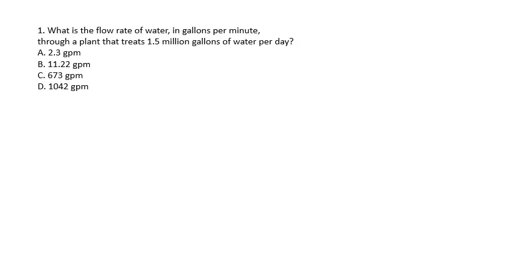Question 1. What is the flow rate of water in gallons per minute through a plant that treats 1.5 million gallons of water per day? All right, so we're going to have to do some converting. So you have 1.5 million gallons per day. To convert million gallons a day, 1.5 million gallons a day times a million, that is 1,500,000 gallons a day.